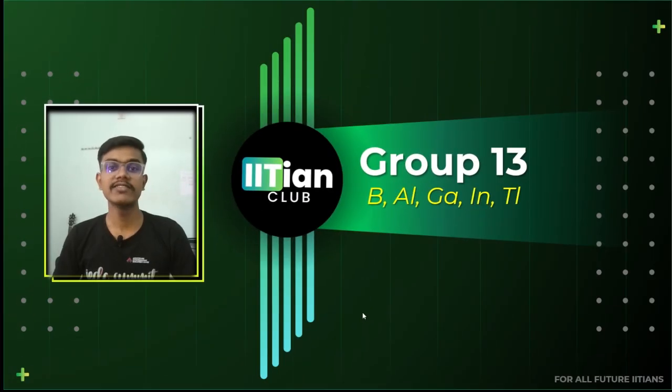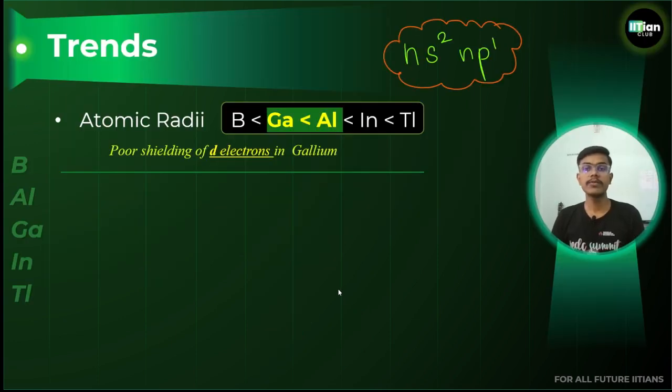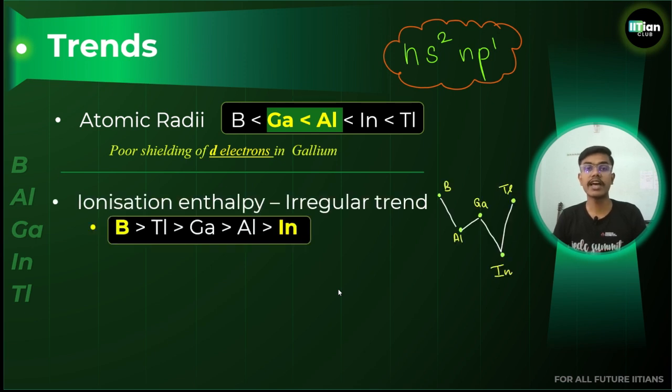To begin with, we have group 13 elements: boron, aluminum, gallium, indium, and thallium. We'll begin with the discussion of trends in this group. You know, ns2 np1 is the outer shell electronic configuration of this group, and starting with atomic radii, you'll see that apart from the regular trend of boron, aluminum, gallium, indium, thallium, there is a switch between gallium and aluminum in the case of atomic radii. This is because of the poor shielding of d electrons in gallium. Because of the poor shielding of d electrons, the outer electrons are attracted more towards the nucleus and the size decreases. Next, we have ionization enthalpy.